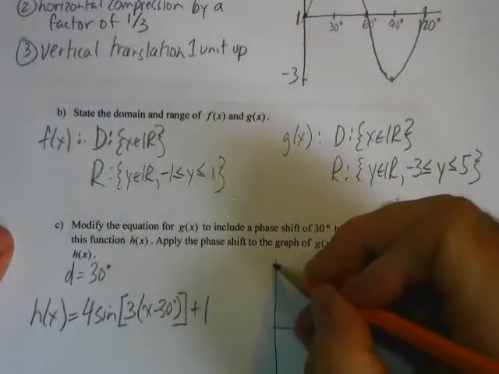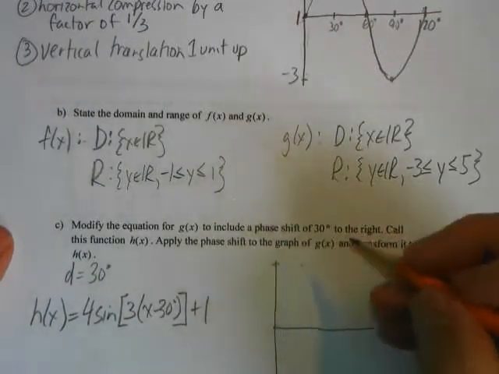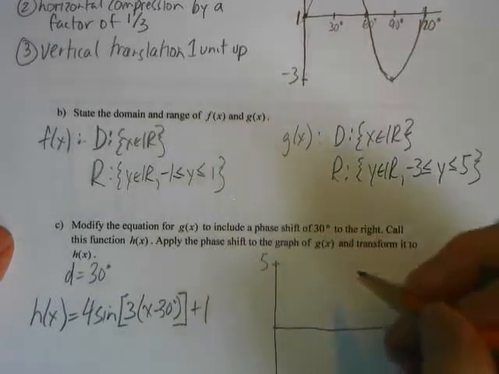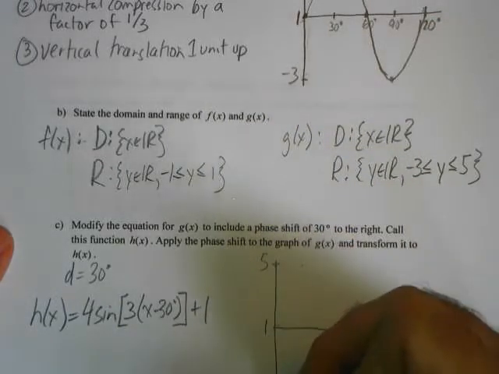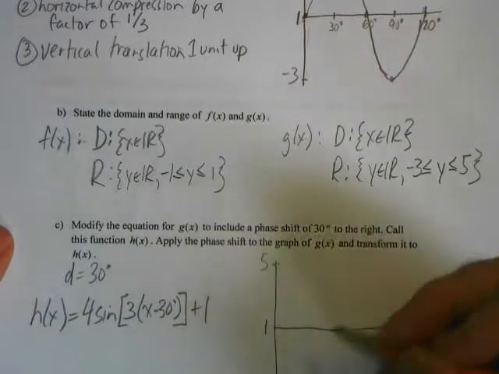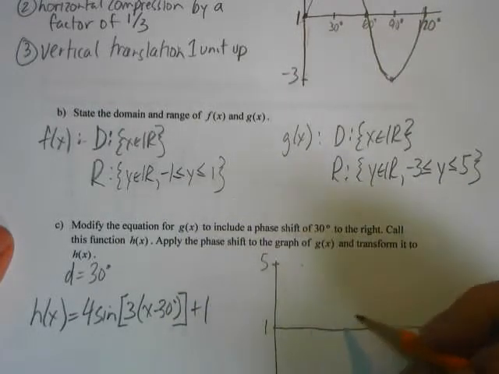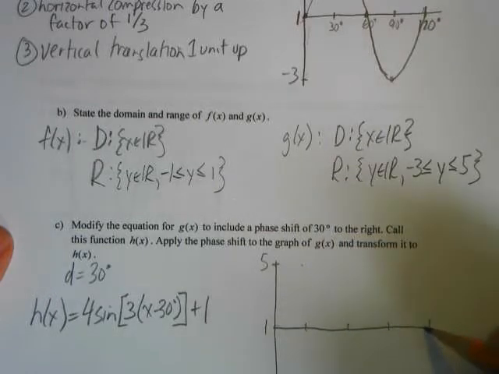Now the new graph. The axes and scales do not change. So 5, 1, -3. And I'll just do one period of this again. So I've got 30, 60, 90, 120.